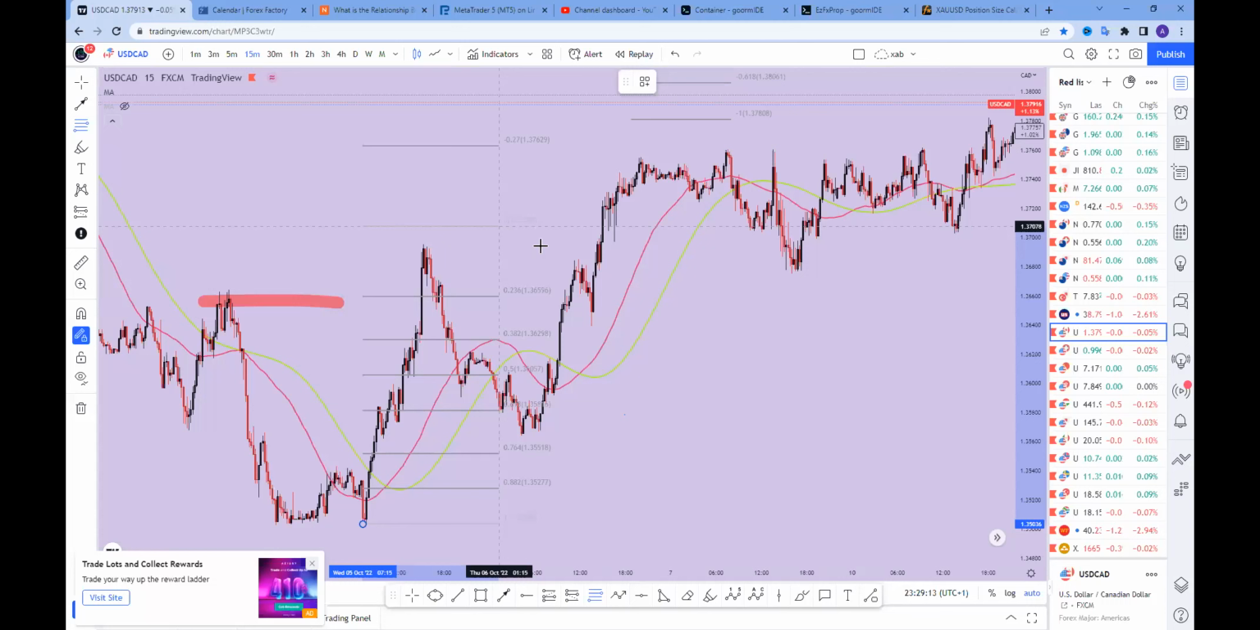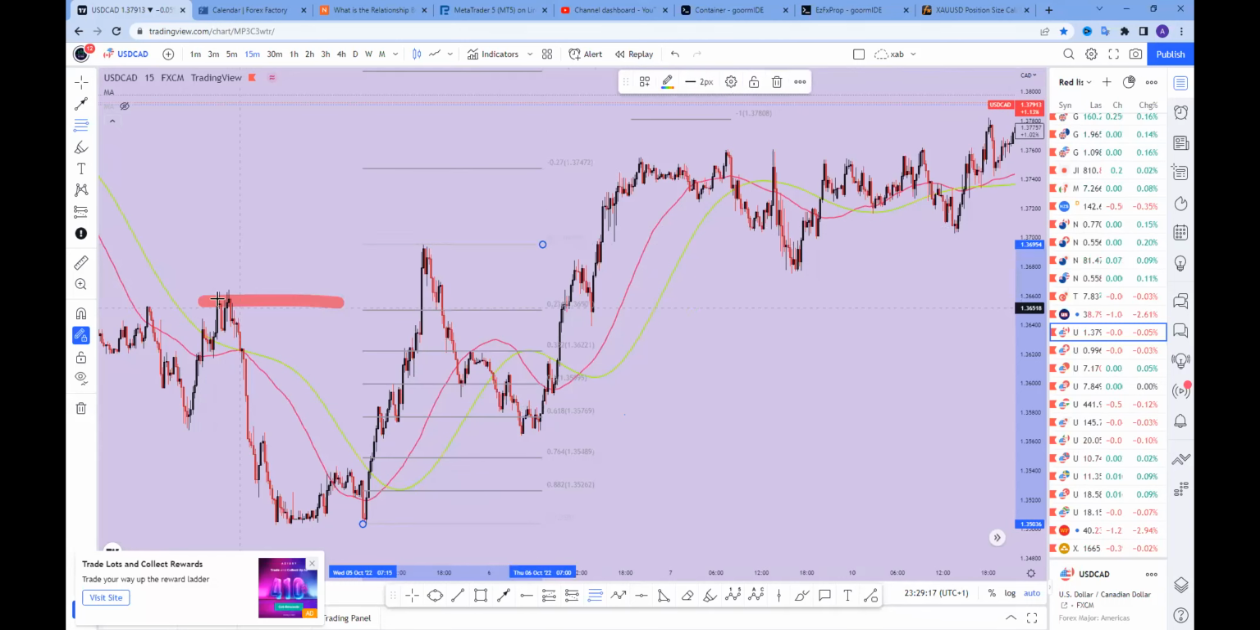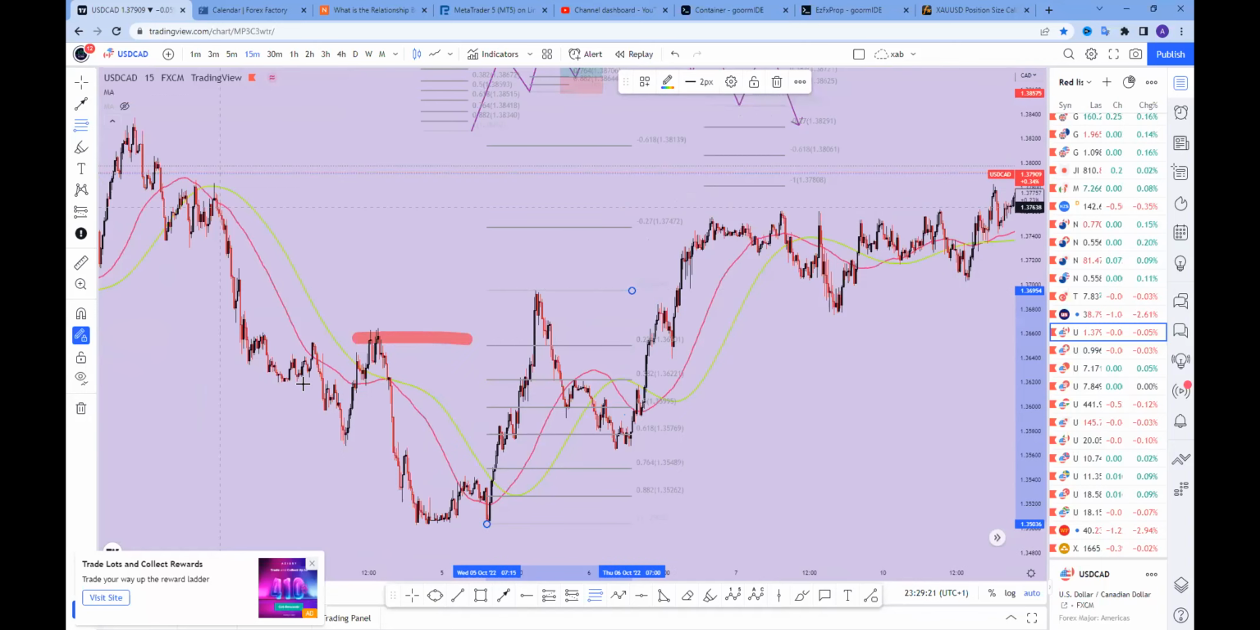Can you see that the area I marked was a break of structure? Let me even say change of character, because this was the downtrend. It was just coming down, right? And then we got a shift in market structure that became a change of character at the point where we got the new higher low. Have you seen that? Yes.